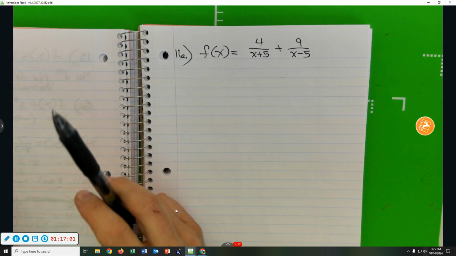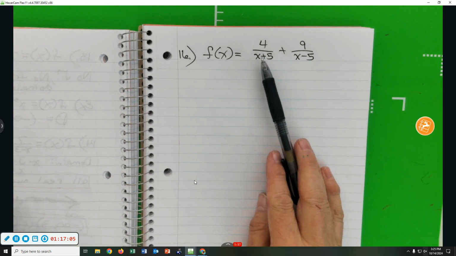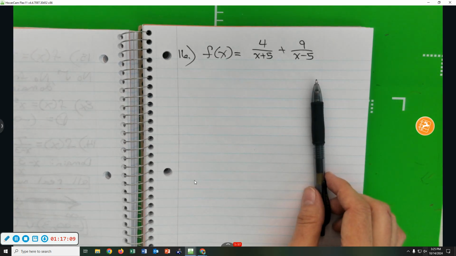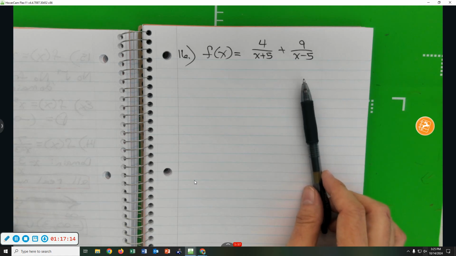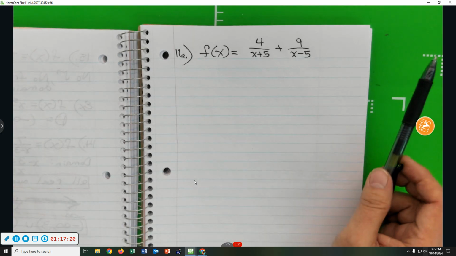Okay, I'm going to write it all out anyway. First question I always ask myself, will the function produce imaginary numbers? And the answer is, to produce imaginary numbers, you have to have what symbol appearing? A radical. There's no square root, so we don't have to worry about imaginary numbers.